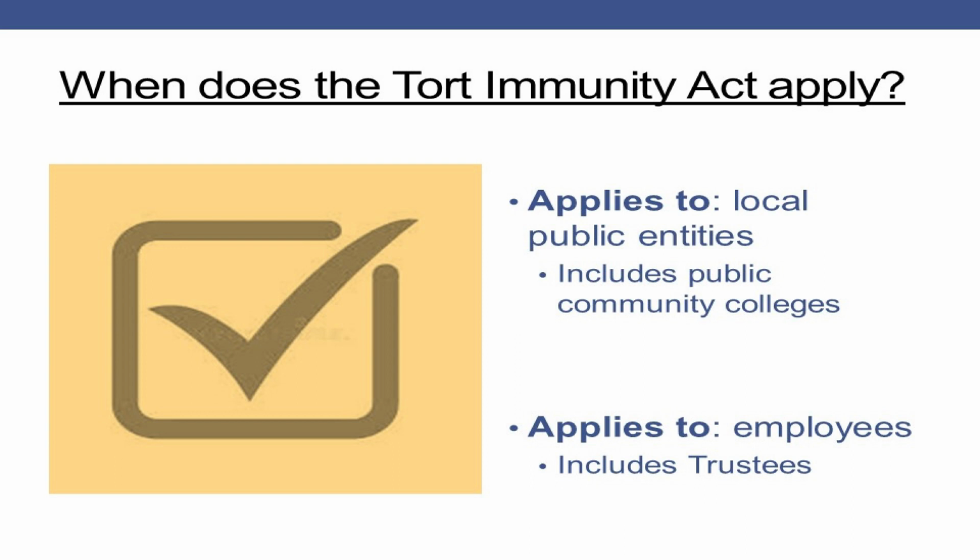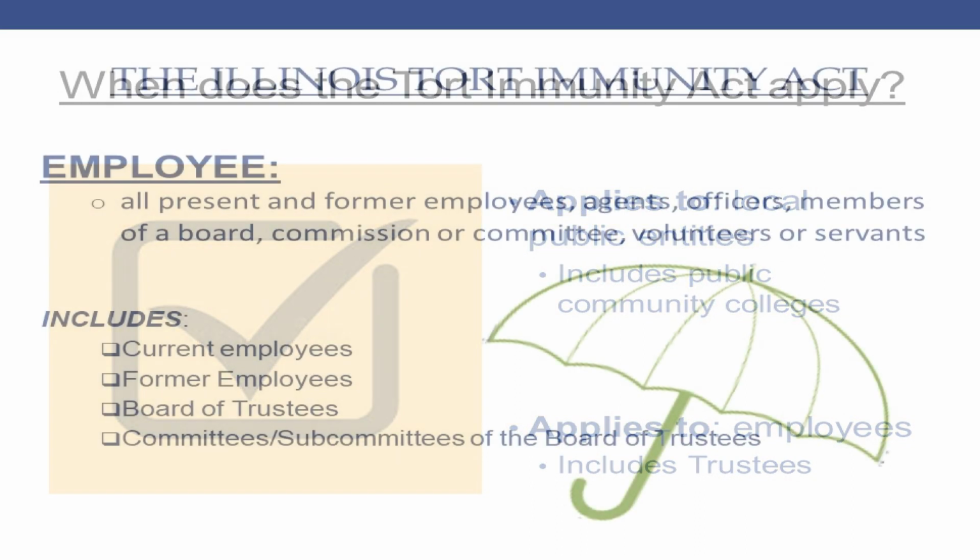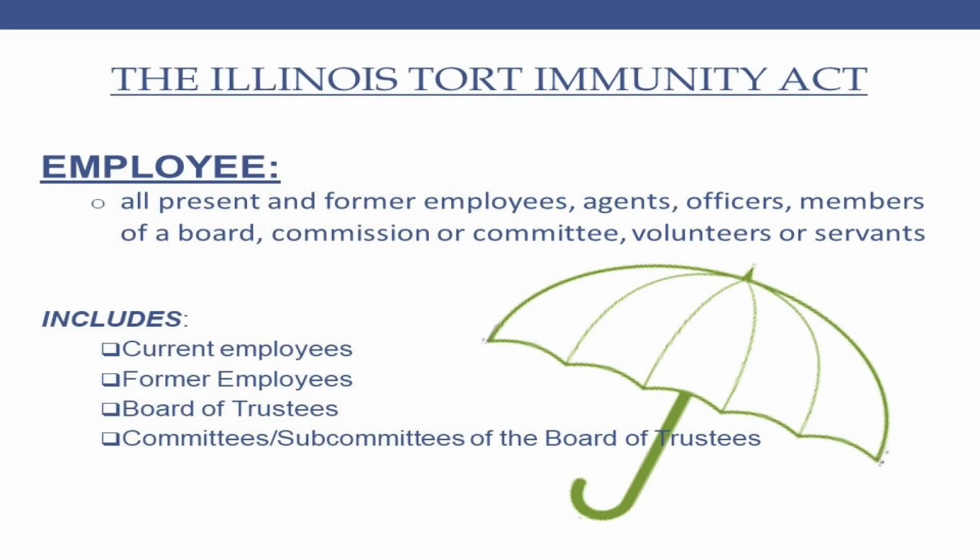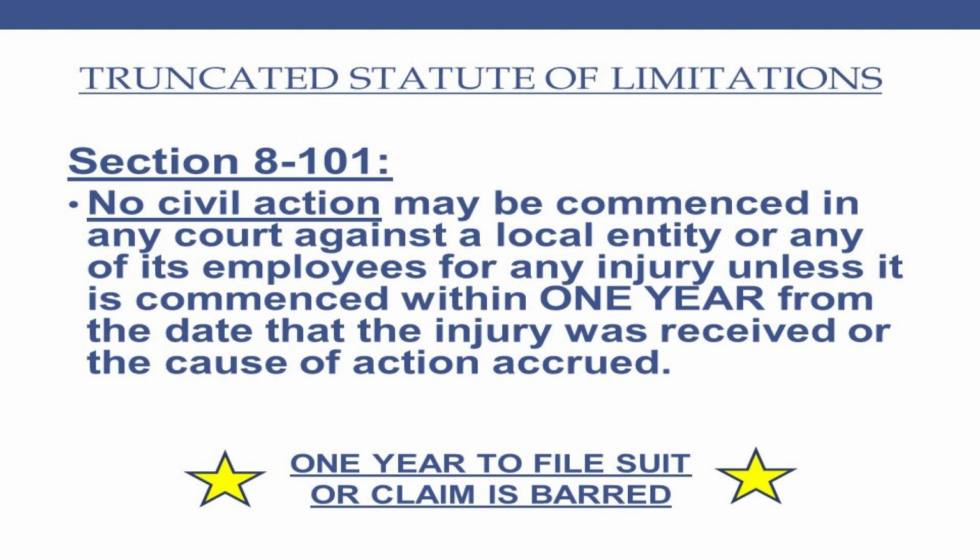And of course, you want immunity whenever you can get it. But fear not, because the Tort Immunity Act has a very broad definition of employee. And as you can see on this slide, it applies to all present and former employees, agents, officers, members of a board, commission, or committee, volunteers, or servants. So we've clarified now that the Tort Immunity Act does apply to you, your board, and your college, but let's look at exactly how it impacts you. And we'll start with the first rule, which actually has to do with the statute of limitations. Now, the statute of limitations, of course, is the period of time an individual has to file a claim.